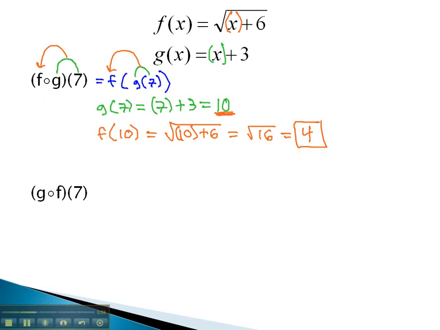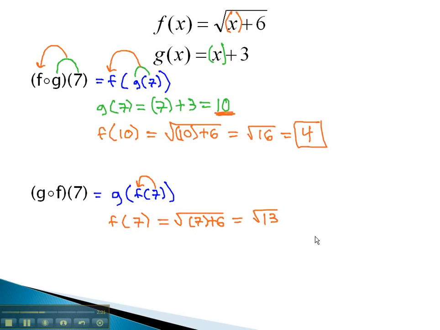Let's take a look at doing the same type of problem, but this time switch the order of the g and the f. This means we do the g with the f function inside of it. In other words, we're going to plug 7 first into the f function. f of 7 is equal to the square root of x, or 7 plus 6, which is the square root of 13. That can't be simplified.